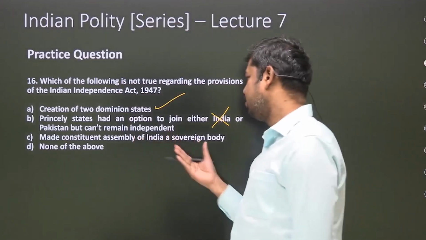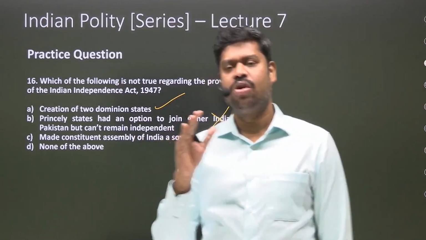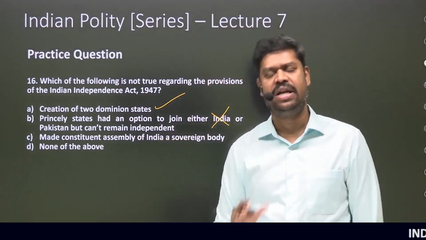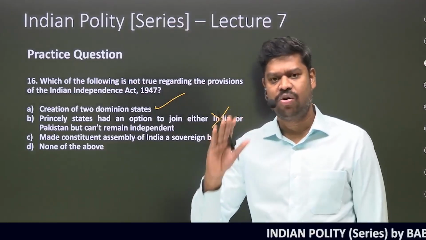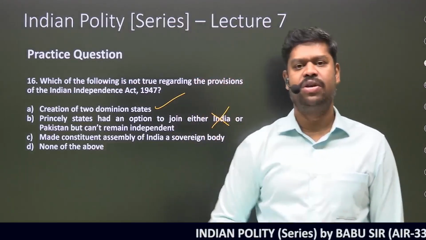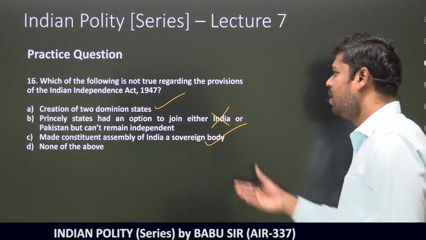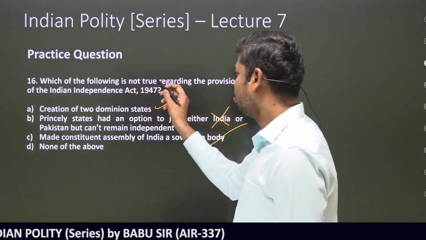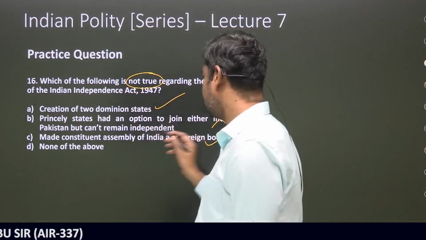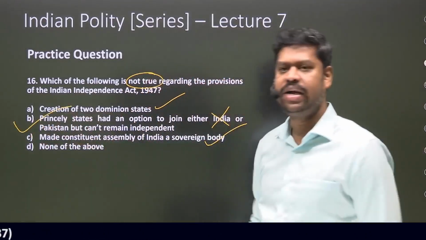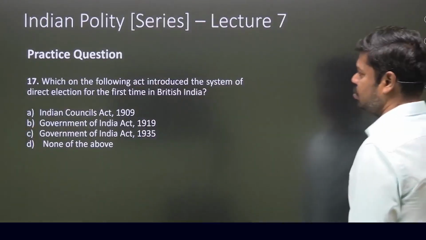Made the Constituent Assembly of India a sovereign body. Did the Indian Independence Act make the Constituent Assembly of India a sovereign body? Completely right statement. The Constituent Assembly of India became a sovereign body to draft the constitution as it wishes, based on which India can be governed in the future. So this is definitely true. It is asking which of the following is not true regarding the provisions of the Indian Independence Act. So which is not true? Statement B is not true. So the right answer is option B. Alright, so with that we'll move to the next question, question number 17.